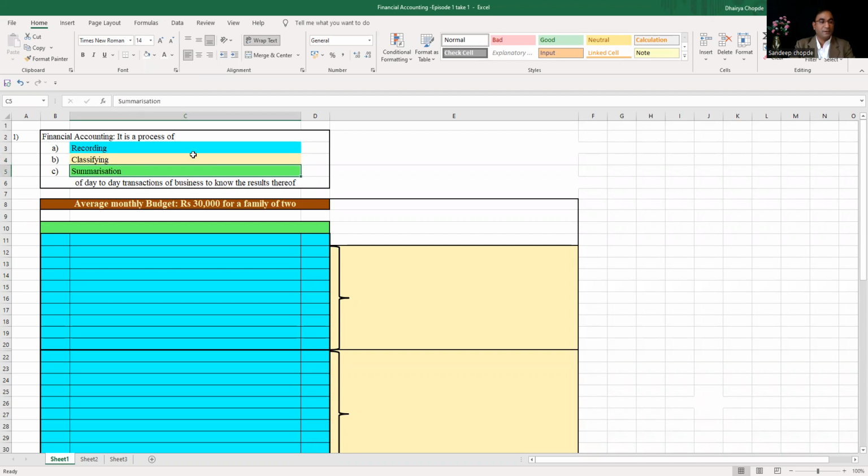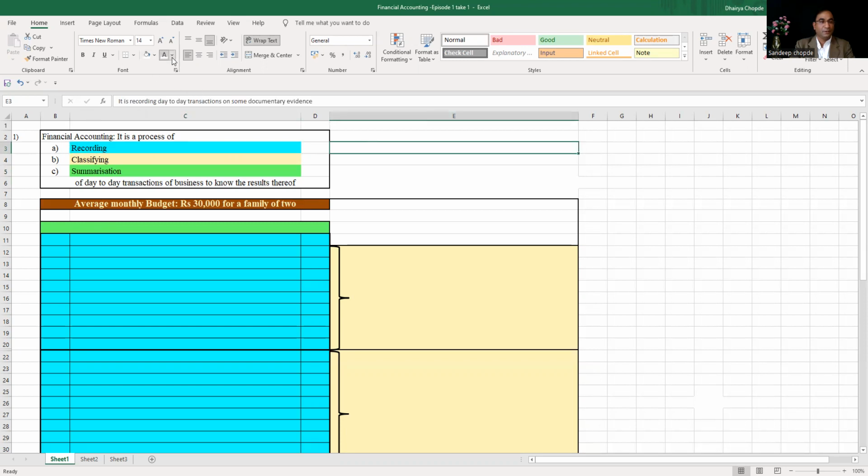Now let's understand these three steps by taking a household activities example. Let's assume that our monthly budget for a household is rupees 30,000 for a family of two. This is just a representative example to make you understand the definition of financial accounting in a very simple way from a household perspective. Step number one is recording. Recording is keeping the record of day-to-day transactions on some documentary evidence.